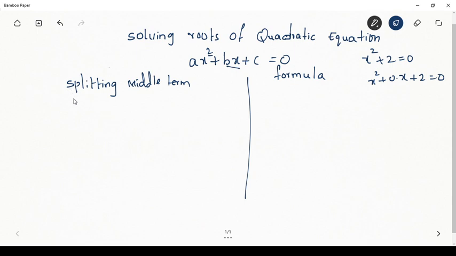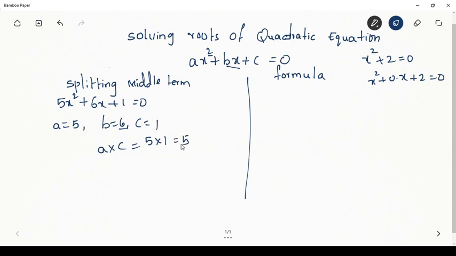Okay, splitting the middle term. First I'll take you through the question: 5x square plus 6x plus 1 equals 0. Here a equals 5, b equals 6, c equals 1, right? So I need to split 6. There is a technique. First we need to multiply a and c. So 5 into 1 is 5, right? So we have to take the factors of 5. What are the factors? There is a 1 table and 5 table, both factors are available.